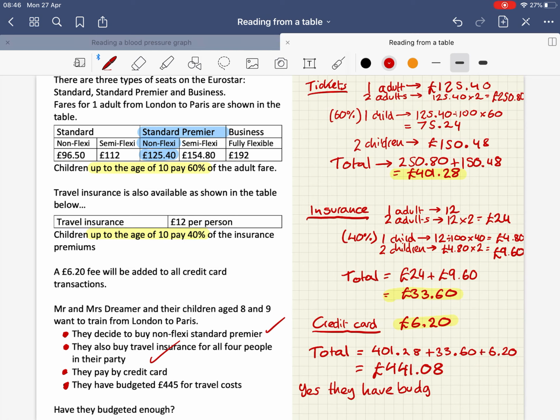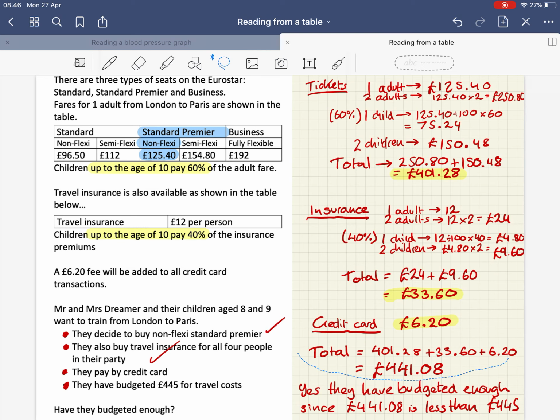budgeted enough since 441.08 is less than, getting tight, 445. Just about fit that in. Okay, so that is all you need to do for these questions.